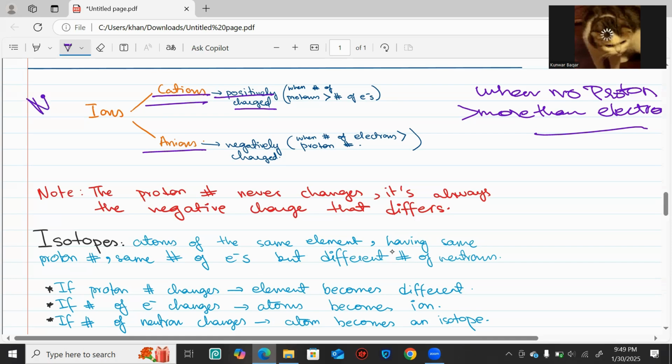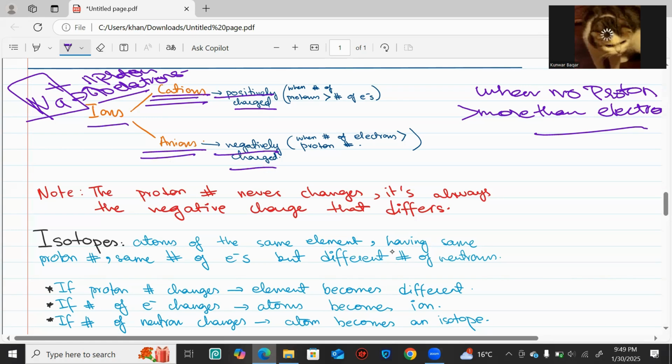Let's suppose an ion. In this ion, what is the configuration? It has 11 protons and 10 electrons. So it has more protons than electrons, hence it will be a cation. Now let's move on to anions. Anions are negatively charged ions. How are they negatively charged? In an anion, the electrons are more than the protons.